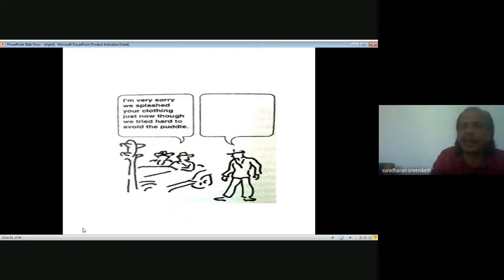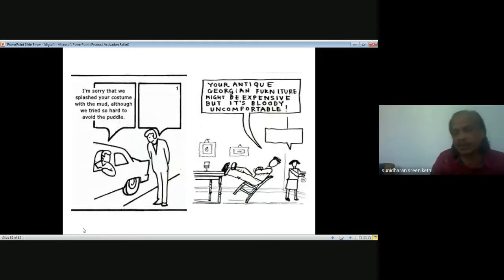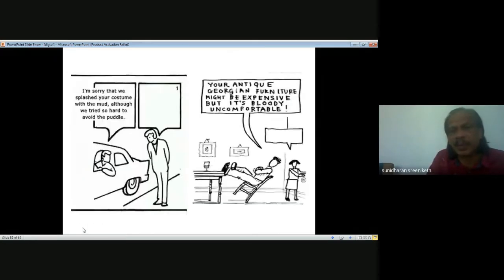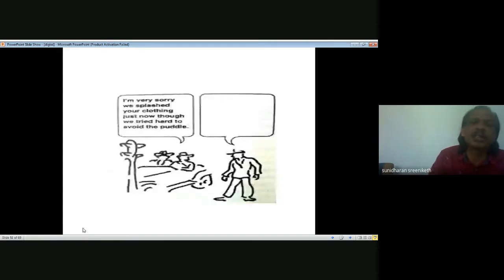Okay, then another picture, cartoons among these 24 pictures. Another situation. This driver says, "I am sorry." That we have already discussed. Another situation: "You are antique. Georgian furniture might be expensive, but it is bloody uncomfortable." A person frustrating the other person by saying like this.